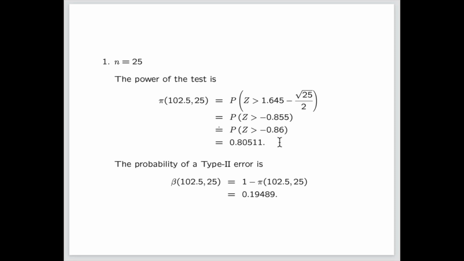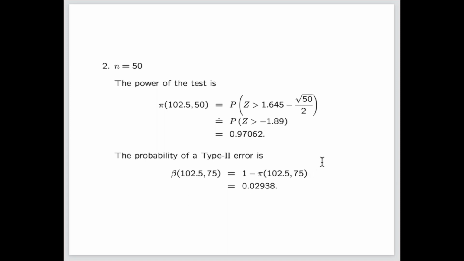The probability of a type 2 error is 1 minus the power, and so beta, evaluated at mu equal to 102.5 and n equal to 25, is 1 minus 0.80511, or 0.19489. So there's about a 19.5% chance that we'll get a hold of a sample that will not lead us to reject the null hypothesis, therefore committing a type 2 error if in fact the mean is equal to 102.5.